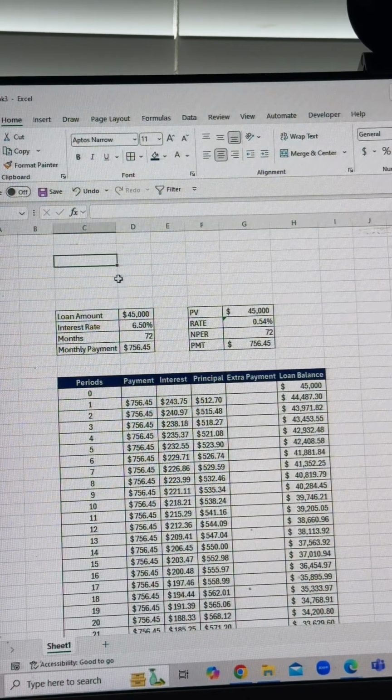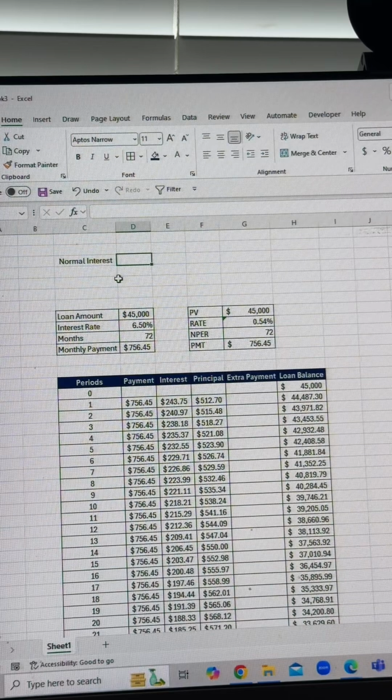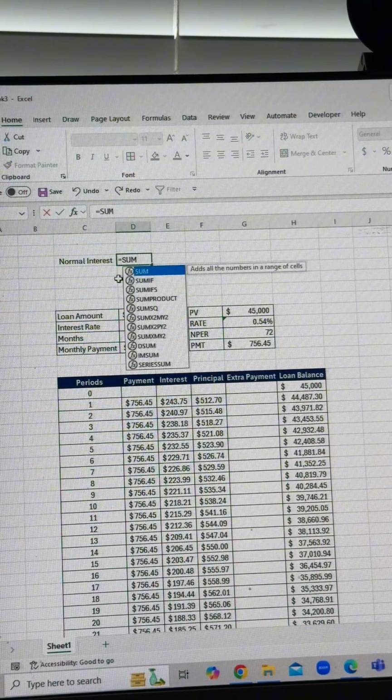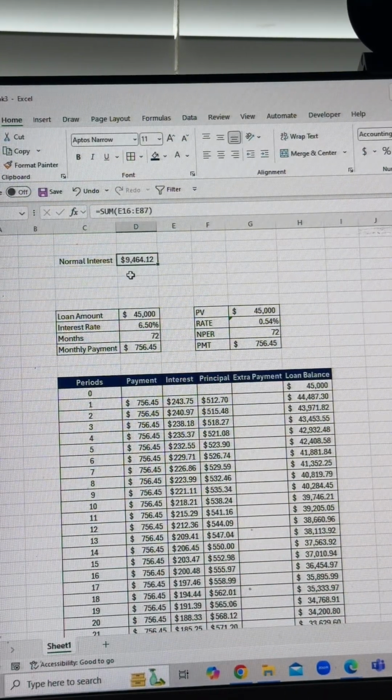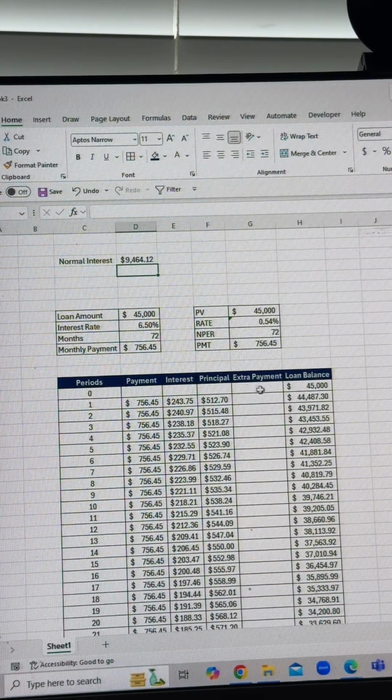So let me show you something really interesting. If I just write out normal interest, like if you made no extra payments towards your car, let me show you how much that is. You're going to be paying $9,464 in interest if you made no extra car payments. That's almost $10,000 on top of your $45,000 car loan. That's not included, that's on top. So instead of paying for a $45,000 car, you're actually paying for a $54,000 car.